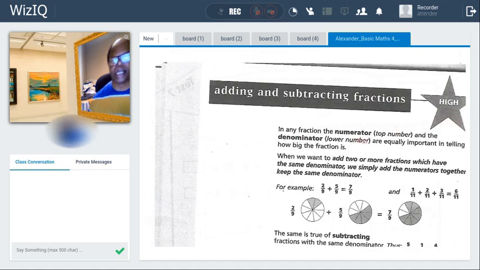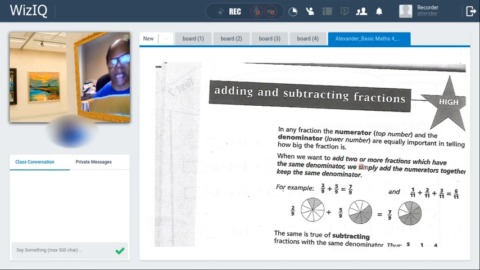In a fraction, the numerator, which is the top number, and the denominator, which is the lower number, are equally important in how big the fraction is. It helps you understand how big the fraction is. You can't just take one single number. You need to look at both numerator and denominator.